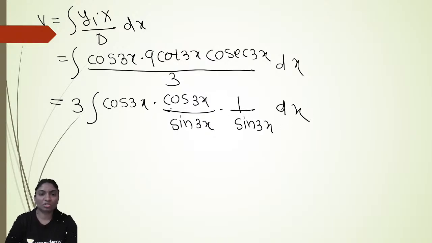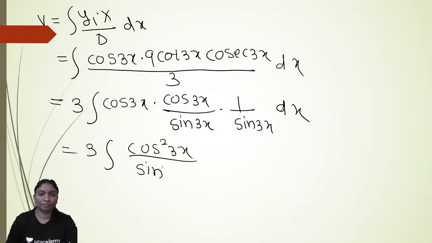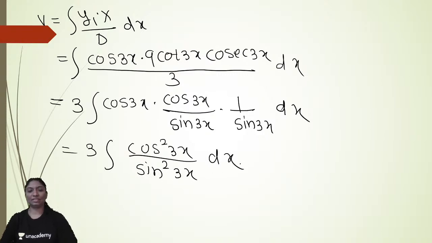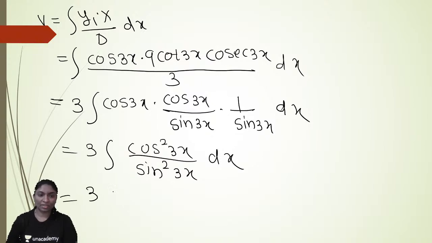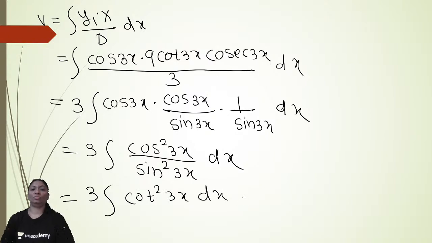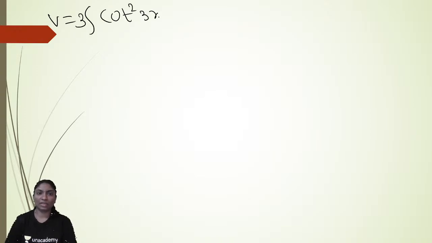So this will become cos square 3x upon sin square 3x. There is no cancellation term. So can I write here cos square 3x upon sin square 3x dx. So cos square 3x upon sin square 3x is nothing but 3 into integration of cot square 3x. Now, there is no direct formula for the integration of cot square 3x. So what we will do? We will write here v is equal to integration of 3 into cot square 3x dx.